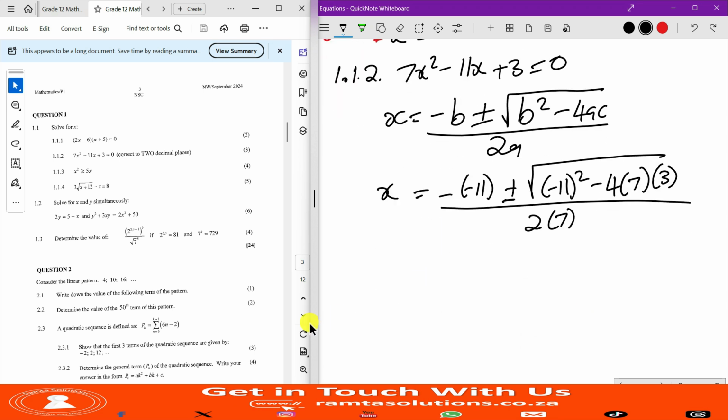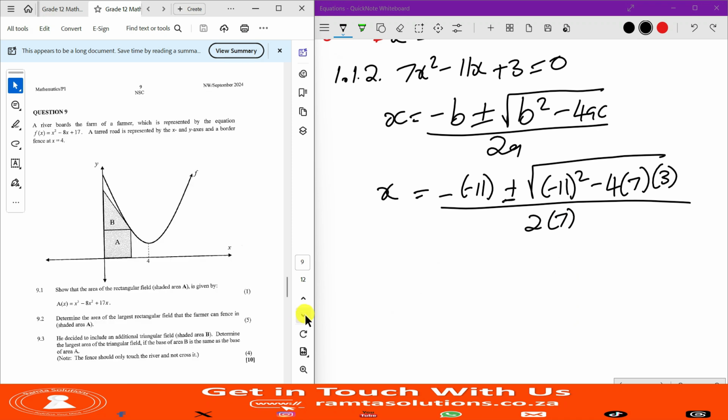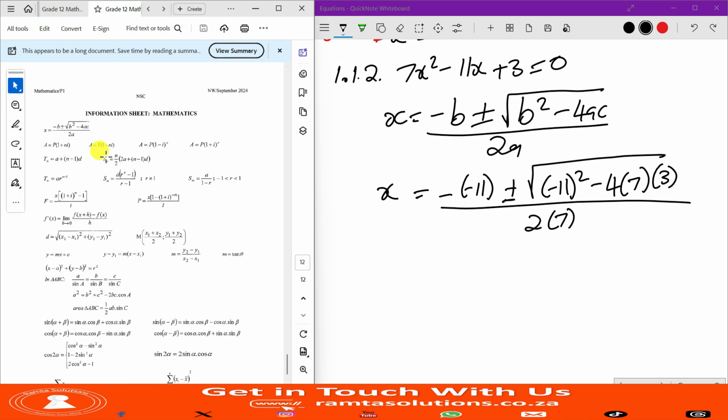Oh, by the way, let me just show you the quadratic formula. Here it is. Do you see this? It is the first equation, or the first formula. All right? Good.